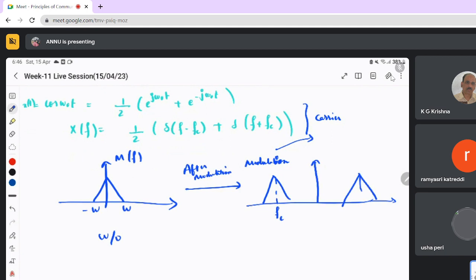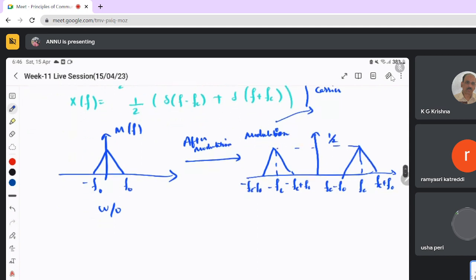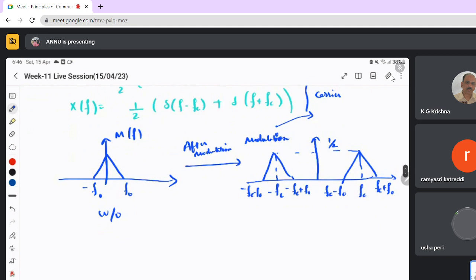This is fc. Let us take this as f naught. So fc plus f naught, Fc minus F naught, and this will be minus Fc plus F naught, minus Fc minus F naught, and the amplitude will be 1 by 2. So this particular signal without any modulation is known as baseband.